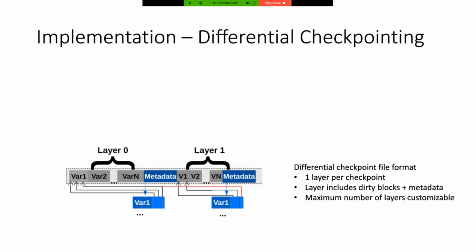To realize this, we implemented a file format that consists of several layers. Every layer corresponds to one checkpoint. So layer 0 is a plain checkpoint that writes all the data. The next checkpoint only updates the differences, which corresponds to layer 1, and the next checkpoint only writes the differences to layer 1, and so on and so forth, so that after 5 checkpoints we have 5 layers, etc.